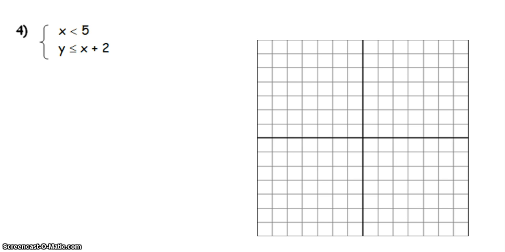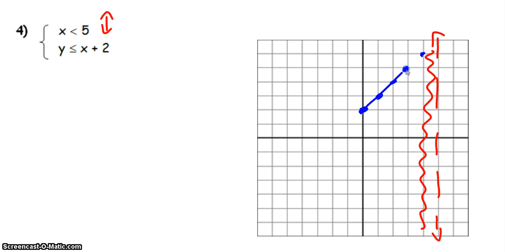We'll see one more that has a mixture. This one has a vertical line and a diagonal line, which is no problem. You graph each line. When it's x, that's going to be a vertical line. So this is x is less than 5. Draw my vertical line down through 5. X is less than would be to this side. Y is less than or equal to x plus 2. Be up at 2. Slope is 1. Up 1 over 1, up 1 over 1. That's a solid line.